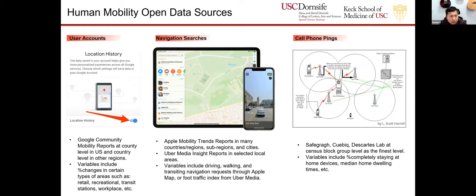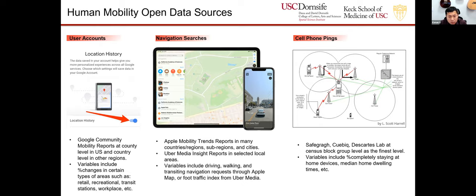For example, Google has their Google Community Mobility Reports at county level, and this variable is calculated from the location history of their user accounts. So it is not necessarily equal to the locations of the devices. It is wherever the user chooses to log onto their Google account. And the variable they offer to the public is the change in those logins in certain types of areas, such as retail areas, recreational areas, transit stations, and so on. Another type of data we can get is from the Apple or Uber companies.